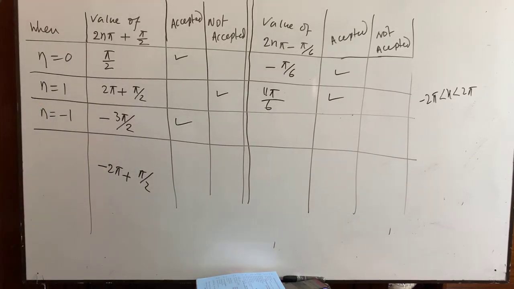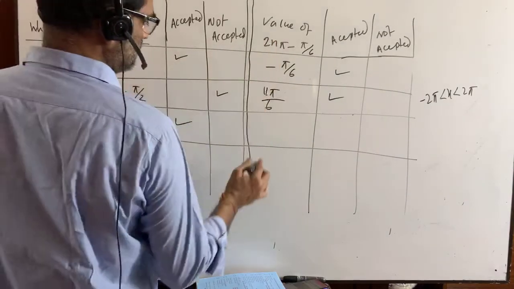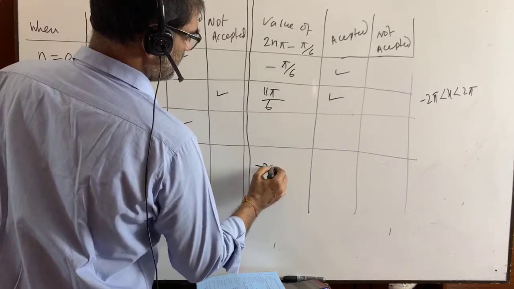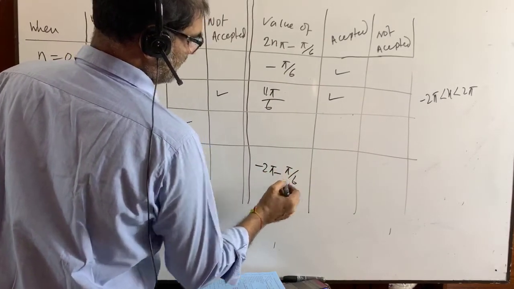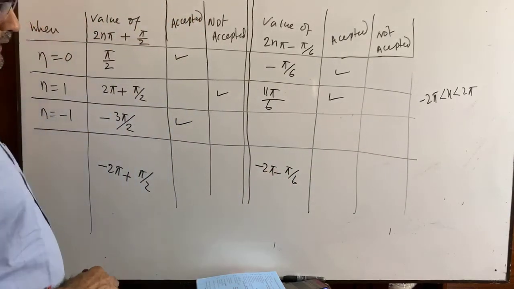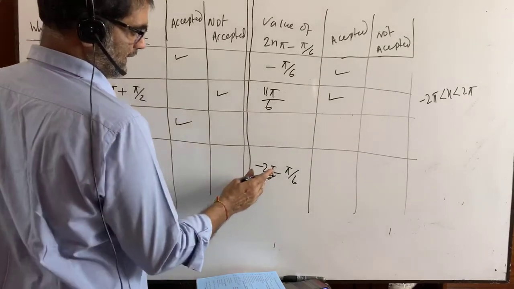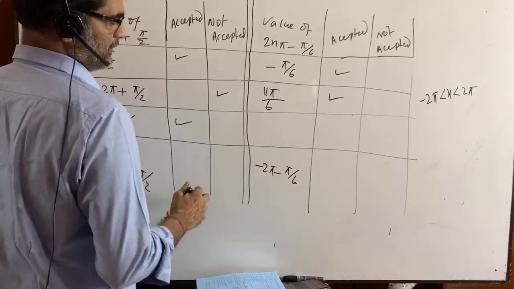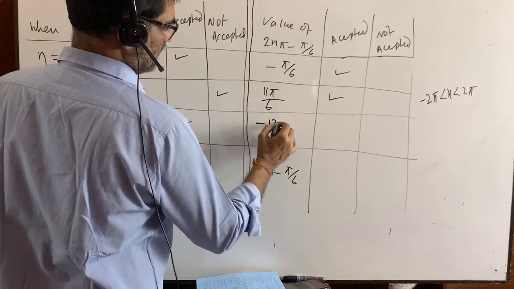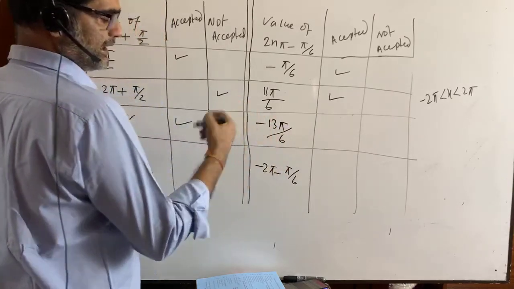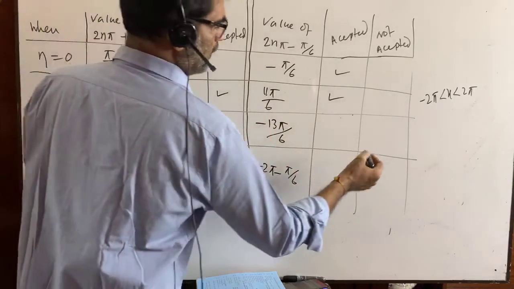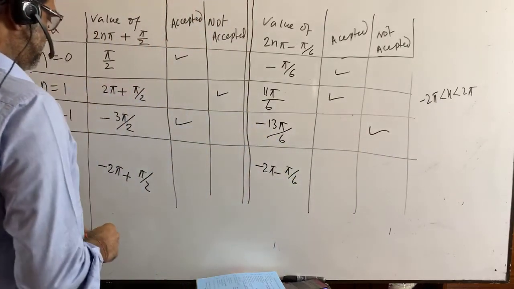Now for n equals minus 1, it is what? Minus 2 pi minus pi by 6. It is less than minus 2 pi. That is, we are getting minus 13 pi by 6, which is less than minus 2 pi. So it is not accepted. Okay.